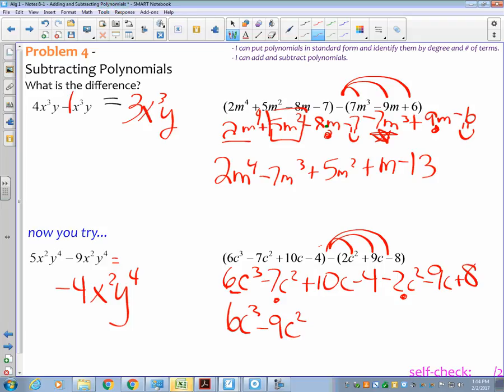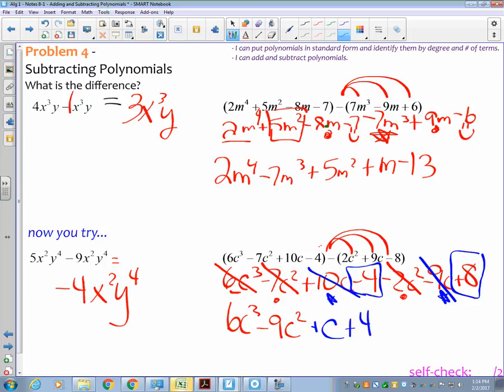And then when I take care of them, I'm going to cross them off my list because it's kind of confusing when we get a bunch of them stacked up. So then I'm going to go star 10c minus 9c's. Leaves me with just 1c. Cross them out once I deal with them. And then negative 4 plus 8 is positive 4. And that's how we do it.